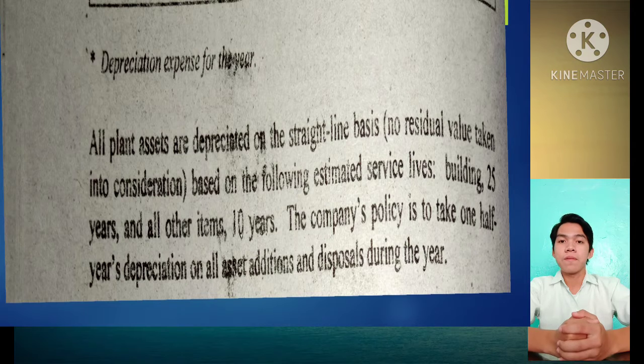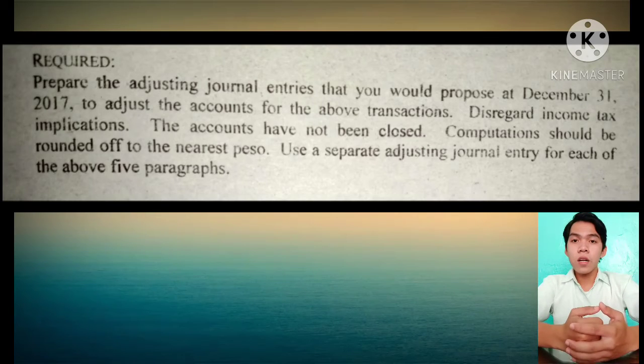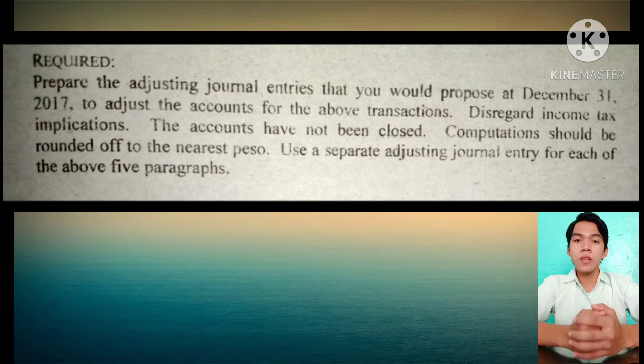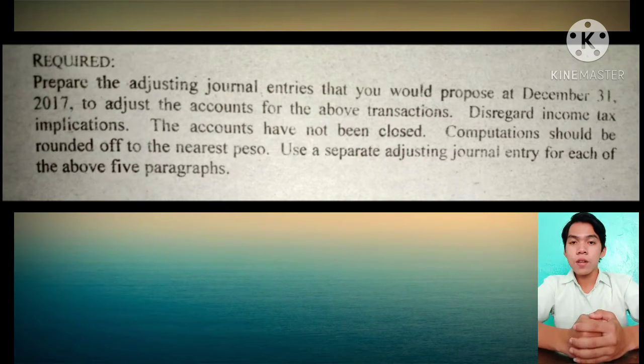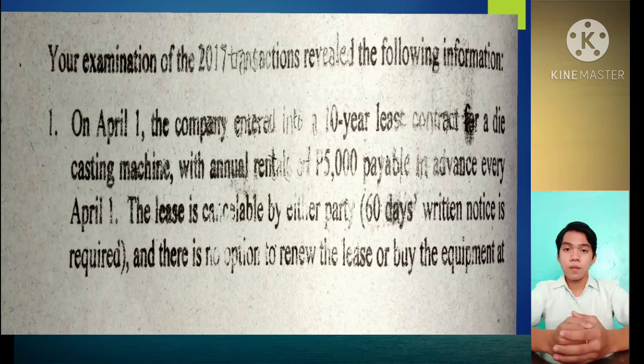disposals during the year. In this problem, we're required to prepare adjusting journal entries that we propose at December 31, 2017 to adjust the accounts for all the transactions that I will give later, and disregard income tax implications. All the accounts have not been closed, and all computations should be rounded off to the nearest peso, and use a separate adjusting journal entry for each information. The examination of 2017 transactions revealed the following information.